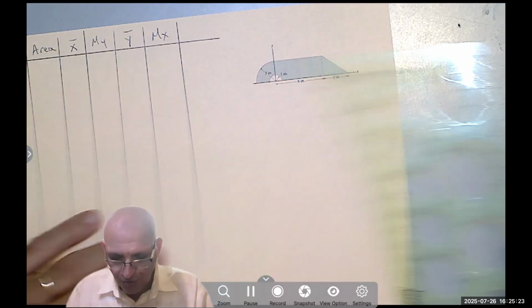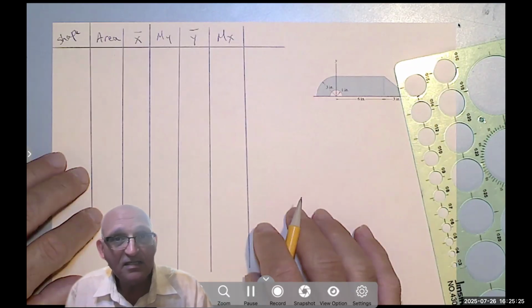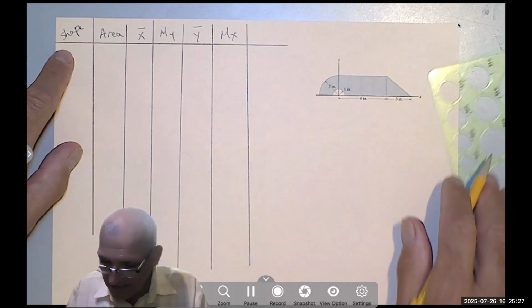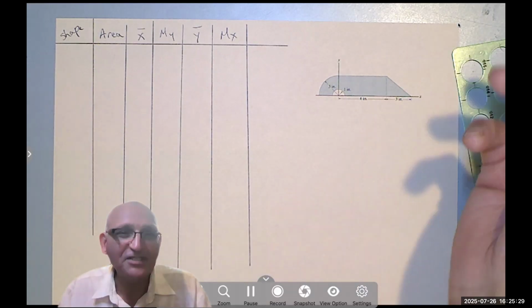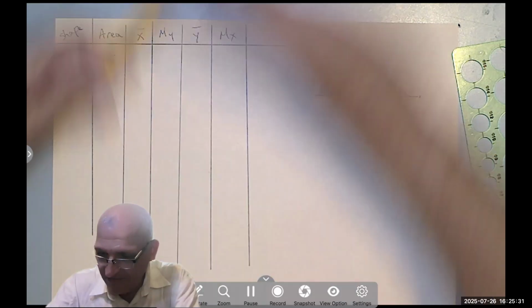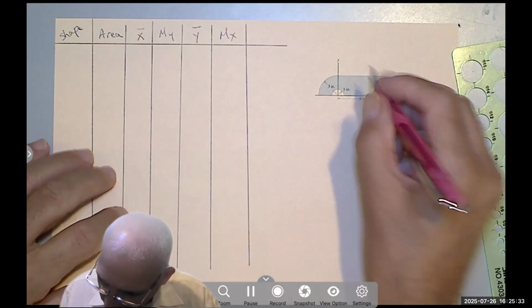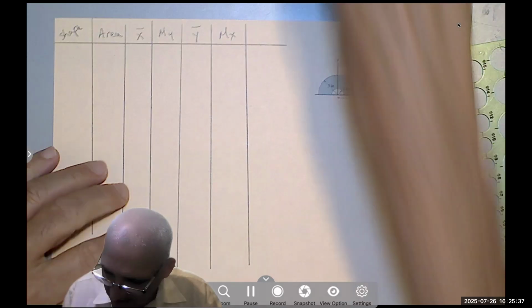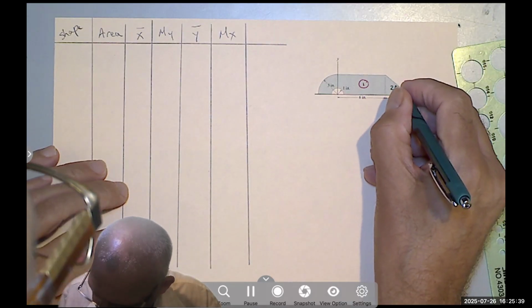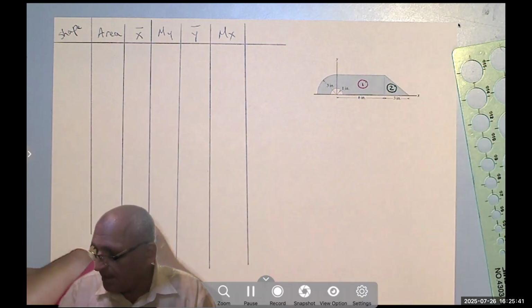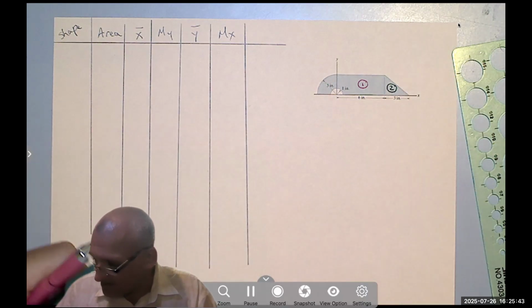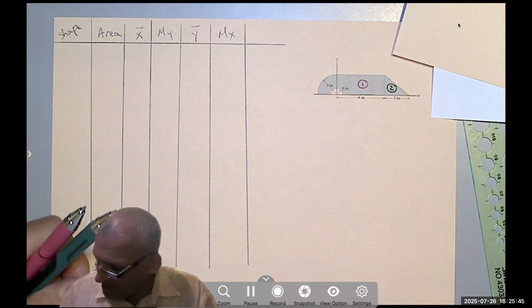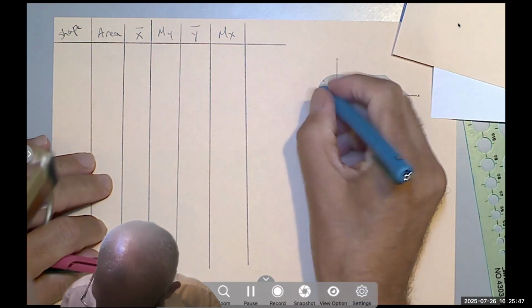What we are going to do is number the shapes. The rectangle is pretty much the easiest one, so I'm going to give it the number 1. The triangle is the second, so I'm going to give it the number 2. The quadrant is the third, so I'm going to give it number 3.